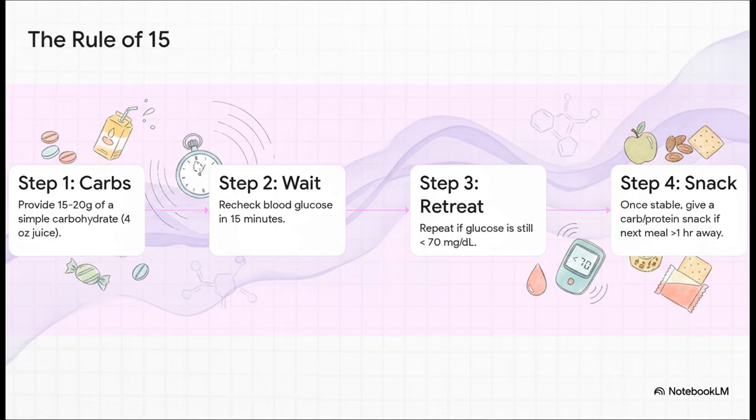Once their sugar is stable, you have to give them a snack with complex carbs and protein. That simple sugar burns off fast. The snack is what keeps them from crashing again an hour later. It's just as important as the juice.